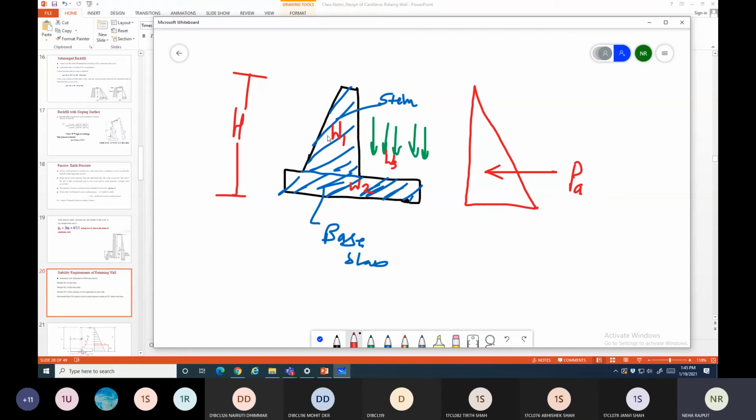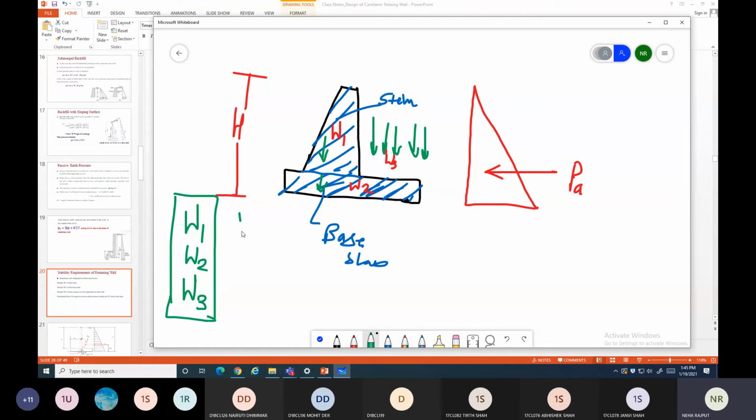This W1 is also acting in the downward direction. This weight W2 is also acting in the downward direction. This soil mass over here is also acting in the downward direction. So there are three forces acting in the downward direction: W1, W2 and W3.